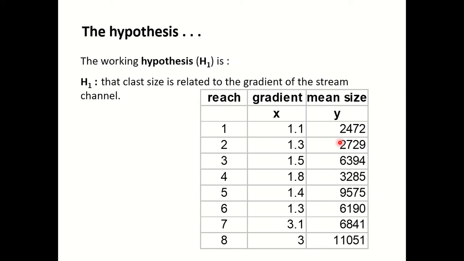We need a hypothesis. Well, my H1, my working hypothesis, my alternative hypothesis, whatever language you want to use, is that clast size is related to the gradient of the stream channel. So you should all therefore, by this point, know that you have to write a null hypothesis that says there is no relationship between the clast size and the gradient of the river's channel.